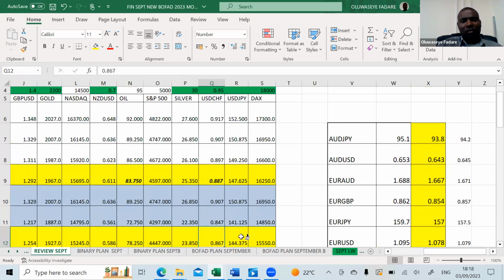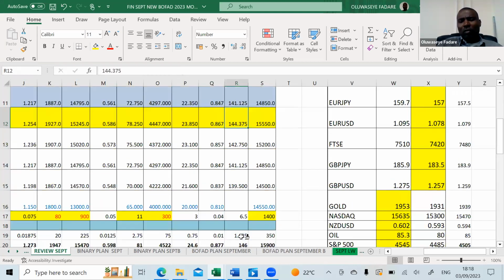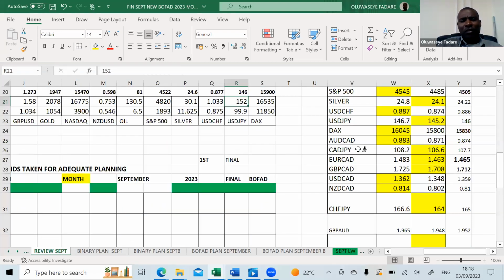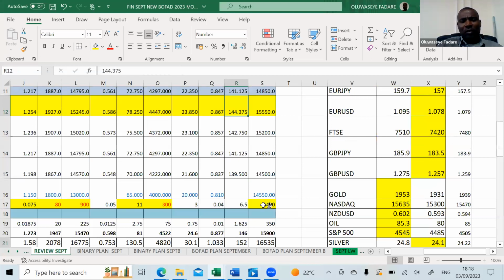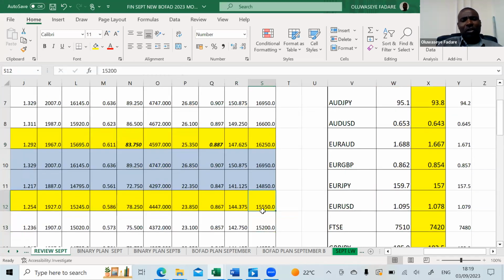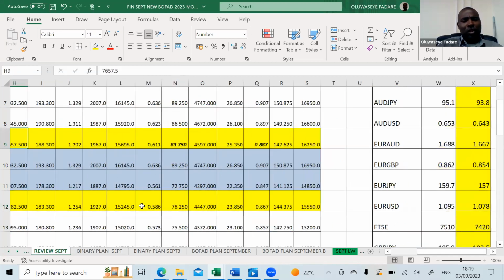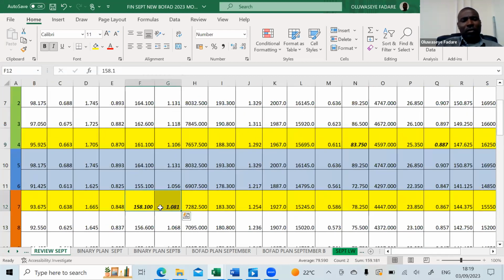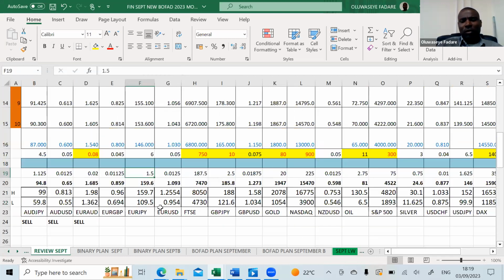146.7, 145.2, it has not reached. The next product, 16,045, 15,800. So you can see 16,045, 15,800. It has not reached. So for this, it has only reached 1, 2, 3, 4 on this line. So let's look down to the other products.